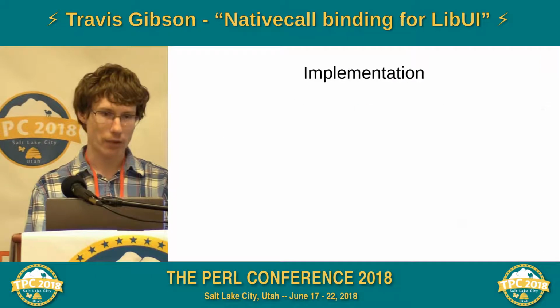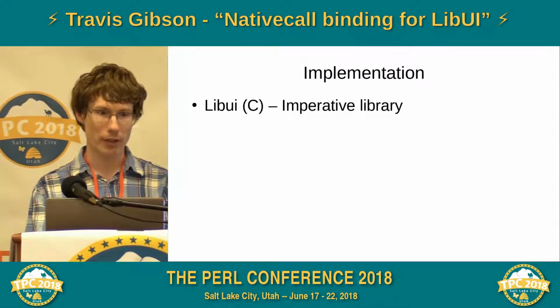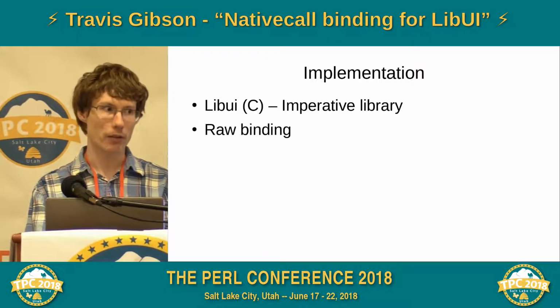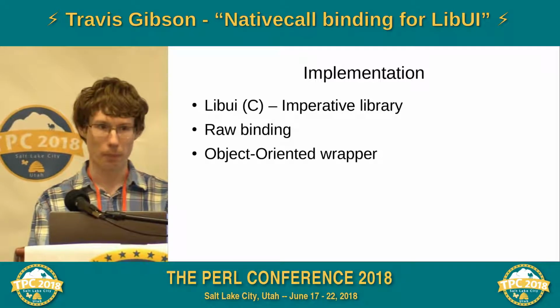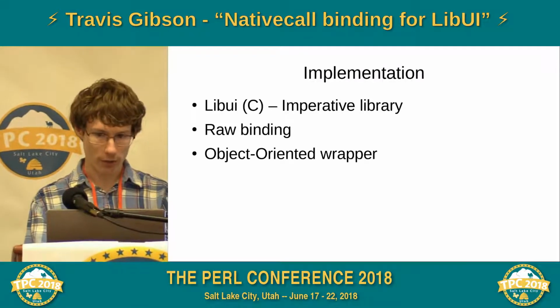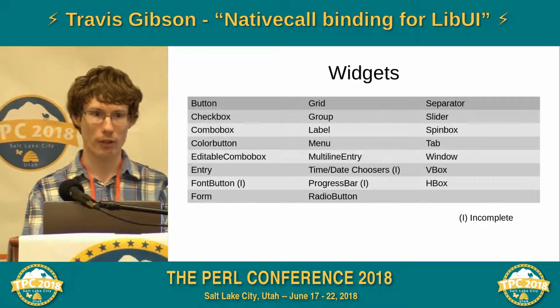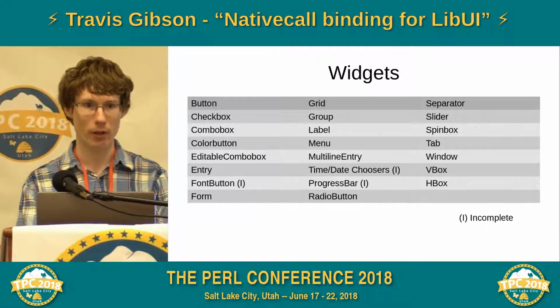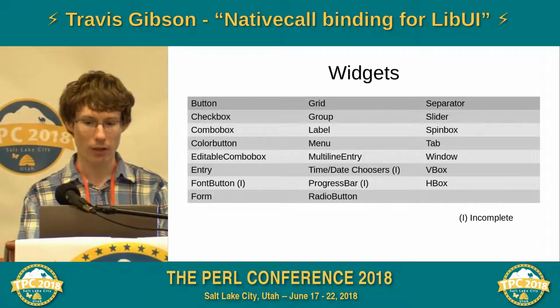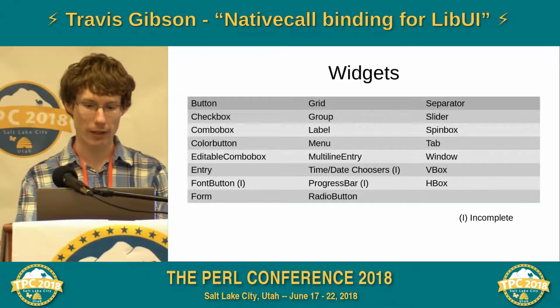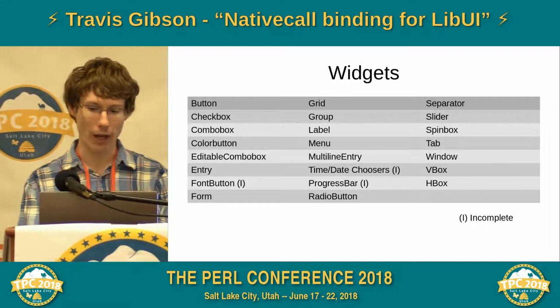So my implementation, as I've said, this is a C library. It's an imperative style, as you would expect. So I wrote my raw binding using that same style, and then I created an object-oriented wrapper around it. I have a list of widgets here. There are 23 different widgets that I have currently implemented, some of which are incomplete on the C library side. So all of the available methods are usable, but you cannot get data out of these ones that have the little I next to them.